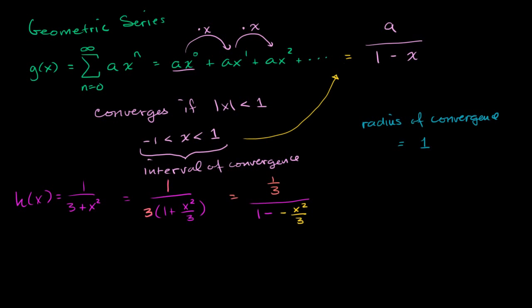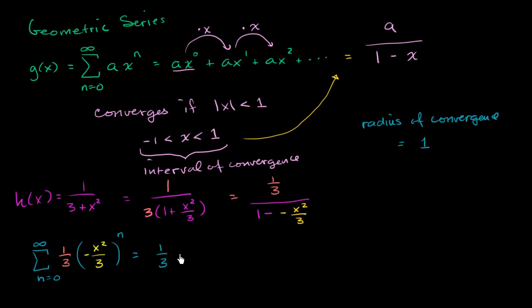And so now we could say that the sum, let me do it in blue, from n equals 0 to infinity of our first term, 1/3, times our common ratio to the nth power. Our common ratio is negative x squared over 3. And if we wanted to expand this out, the first term is 1/3 times all of this to the 0th power, so it's just going to be 1/3.